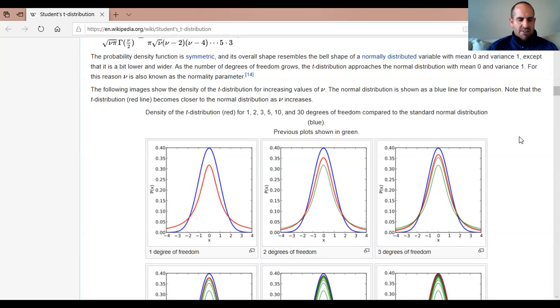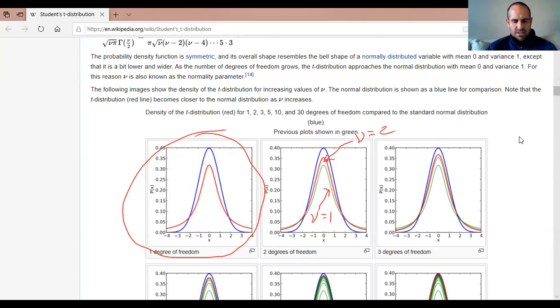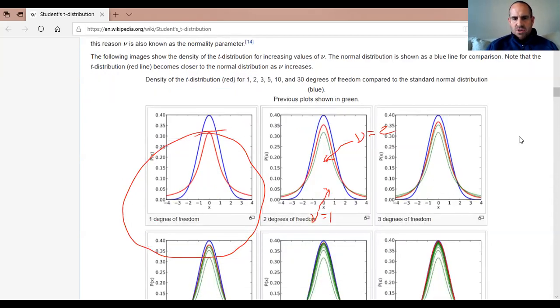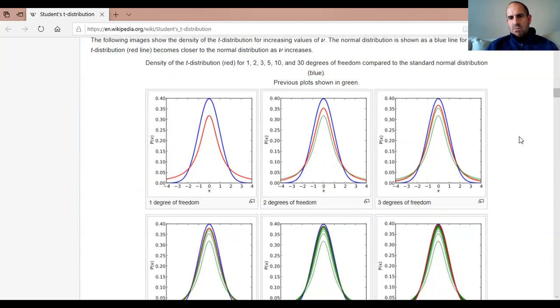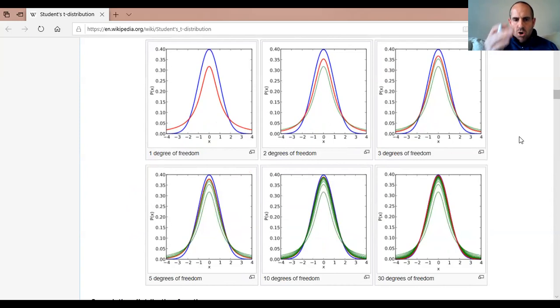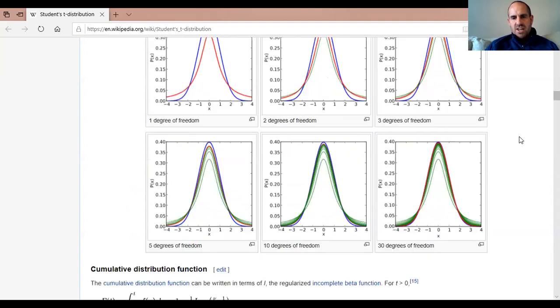So, for instance, the first graph right here is for 1 degree of freedom. That's the red curve, and the blue curve is the standard normal. You can see what's happening. For 2 degrees of freedom, that's the red curve, nu equal to 2, and the green curve is nu equal to 1, the old one. As you increase the number of degrees of freedom, the curve gets closer and closer from below in the middle and from above on the tails. Those t distributions get closer and closer to the standard normal.